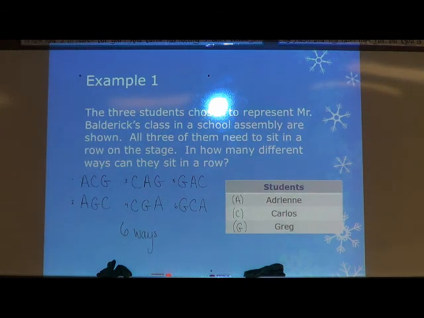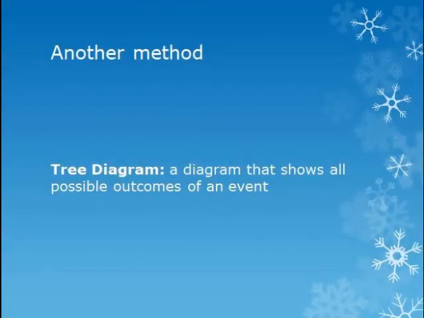So that's the first way, to make a list. The second way would be to make a tree diagram. So what is a tree diagram? Again, a tree diagram is just a way that you can list all of the events one after the other. It's kind of like making a list, except we're going to do it using branches of the tree instead of doing each list like we just did.